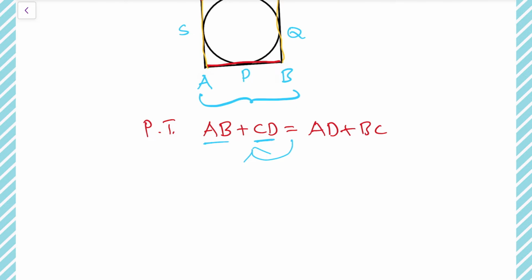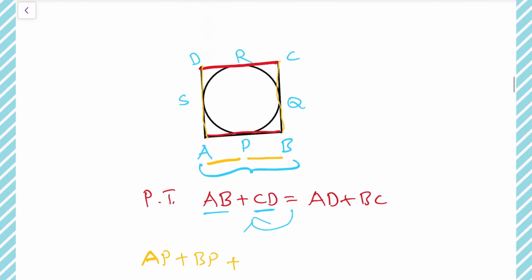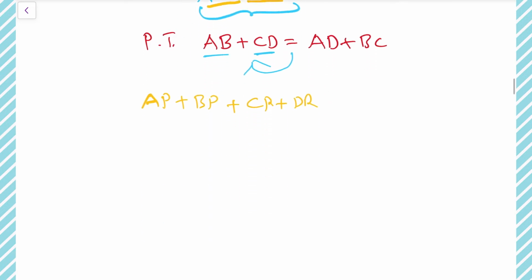AB is nothing but from here to here as well as here to here, that is AP plus BP. So AP plus BP. Then CD is there, right? CD is nothing but from here to here in total, so that is CR as well as DR. So CR plus DR. Now from the next step, whatever you are going to write, this AP, BP, CR, DR, all four should be towards the left side of the equal symbol. Just keep that in mind.